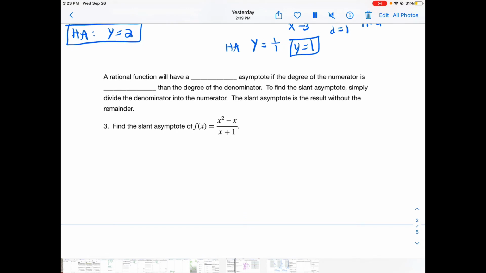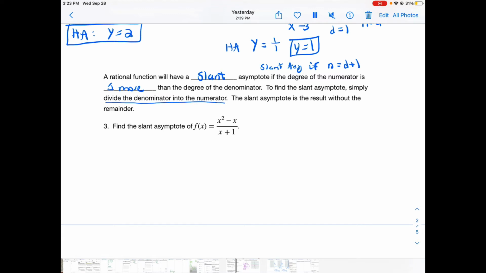Now, the third type of asymptote is called a slant asymptote. It's a diagonal line, a slanted line. This will only occur if the degree of the numerator is exactly 1 more than the degree of the denominator. So remember, when the degree of the numerator was greater than the degree of the denominator, you have no horizontal asymptote. But if the degree of the numerator is exactly 1 more than the degree of the denominator, so n is equal to d plus 1, then you will have a slant asymptote. And you find your slant asymptote by doing long division.